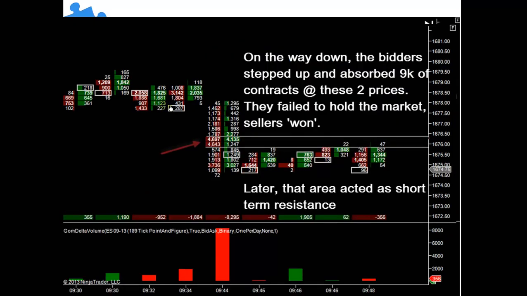Now in this image, we can see high volume occurred mid-range. Now, okay, it looks like a battle between the bulls and the bears.